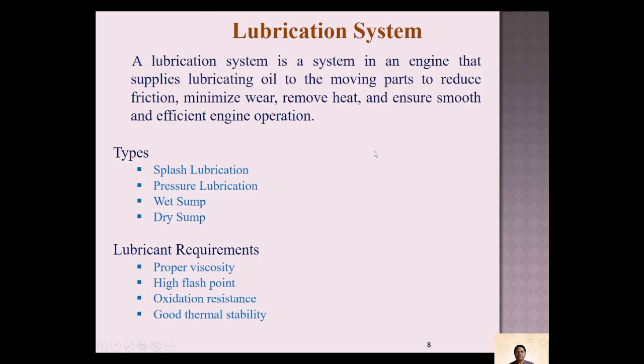The lubrication system is important to minimize friction in the engine's moving parts by supplying lubricating oil to them, to reduce friction, minimize wear, remove heat and ensure smooth and efficient engine operation. Types of lubrication systems are splash lubrication, pressure lubrication, wet sump lubrication and dry sump lubrication. As for lubricant requirements, the oil used to minimize friction requires proper viscosity, high flash point, oxidation resistance and good thermal stability.